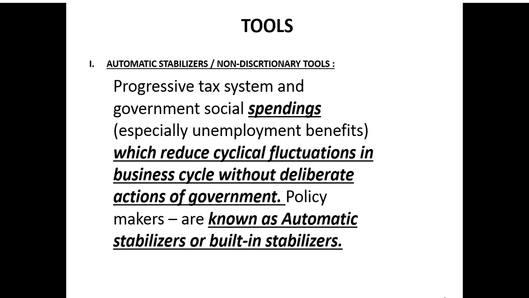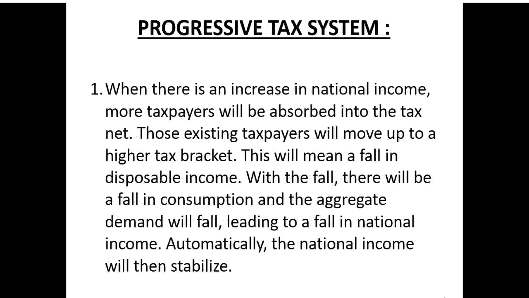Now, there are two types of tools which I told you about, which correct imbalances in the economy. The first are the non discretionary tools, also known as automatic stabilizers. They reduce the fluctuations in the business cycle. But these automatic stabilizers are built in, they're already there in the system. And one very important stabilizer is the progressive taxation system.